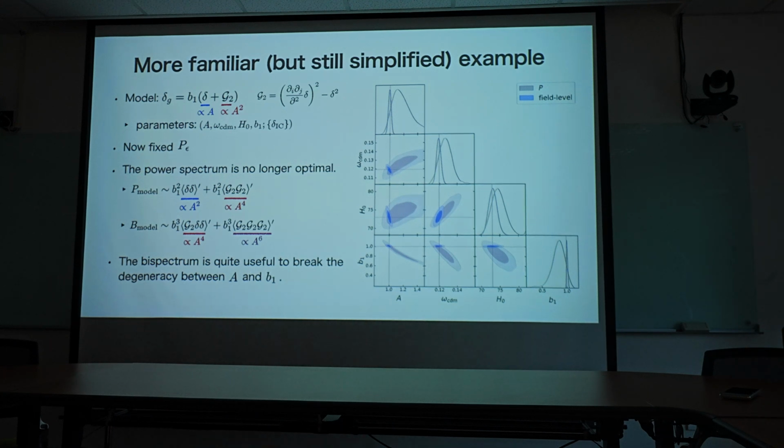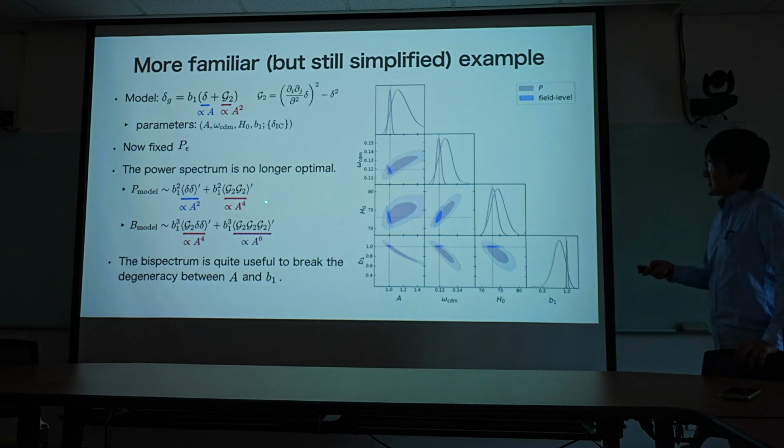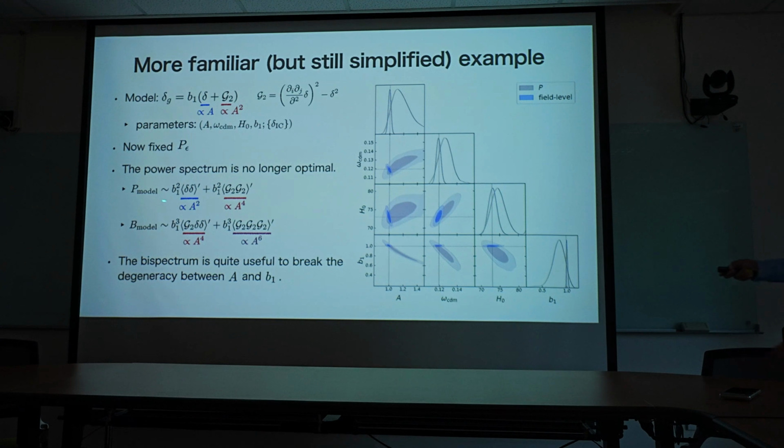In the power spectrum language, this is a one loop effect. If I compute the power spectrum from this model, I would have a linear power spectrum here, plus some correction from G2. And the point is, this term and this term have a different dependence on the amplitude. This is just 2 deltas, but this has 4 deltas. So this is proportional to A squared, but this is proportional to A to the 4. But the dependence on b1 is the same. So you can break the degeneracy using this information, even if you only rely on the power spectrum.